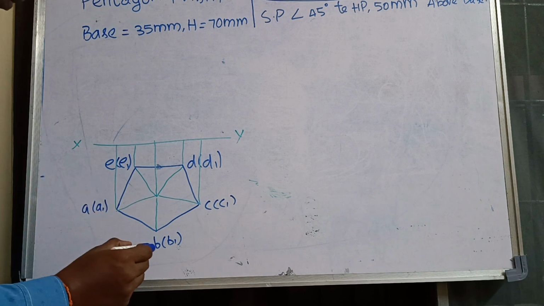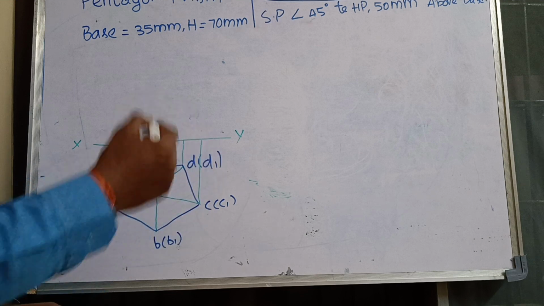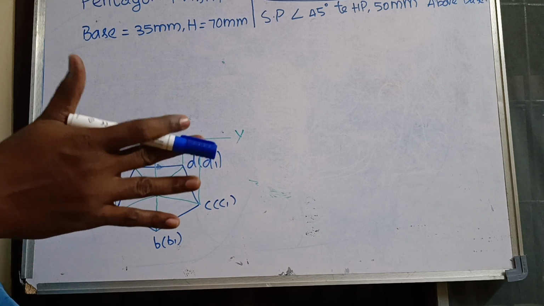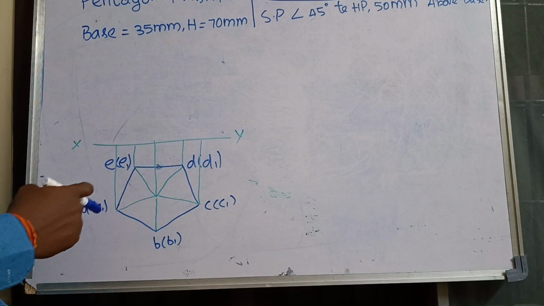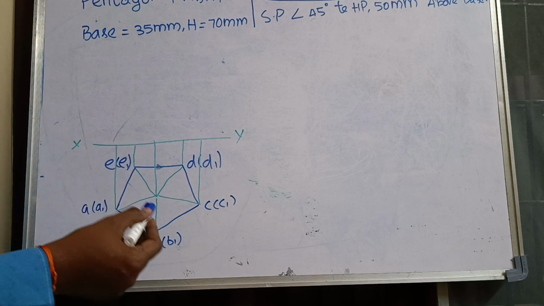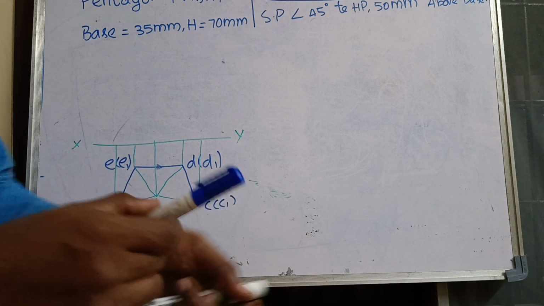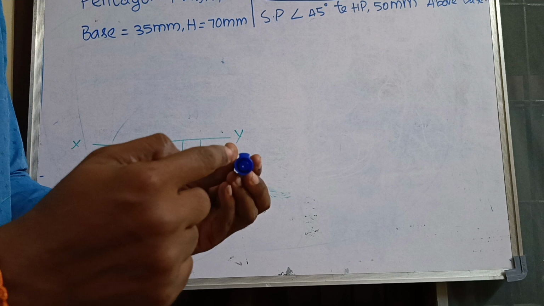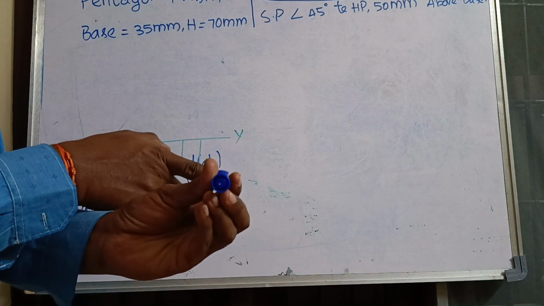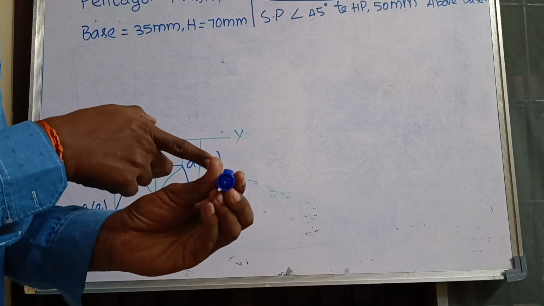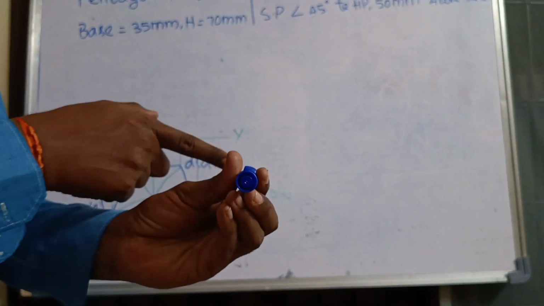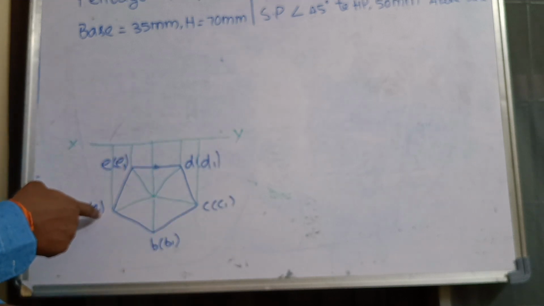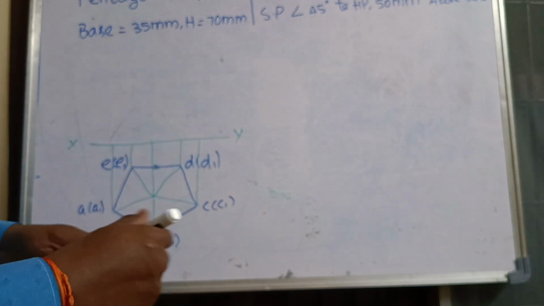Now this ABCDE is the top corner. A1, B1, C1, D1, E1 is the base corner. So in top view, from the observer's point of view, only the top corners A, B, C, D, E are visible. Base corners are invisible. You see, this is a top corner, this is a base corner. What about the base corners A1, B1, C1, D1, E1? From the observer's point of view, the base corners are invisible, so all the base corners are mentioned inside the brackets.